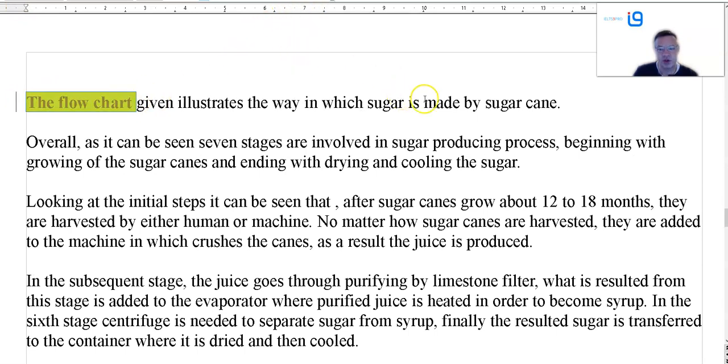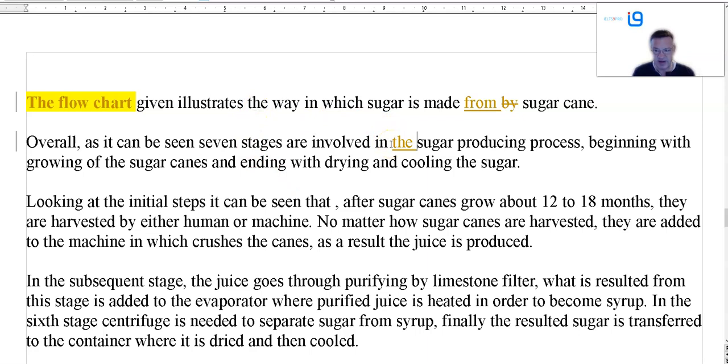Illustrates the way in which sugar is made from sugar cane. Although there are seven stages in the sugar producing process, the articles begin with the growing of sugar cane and end with the drying of sugar. Okay, that's good.